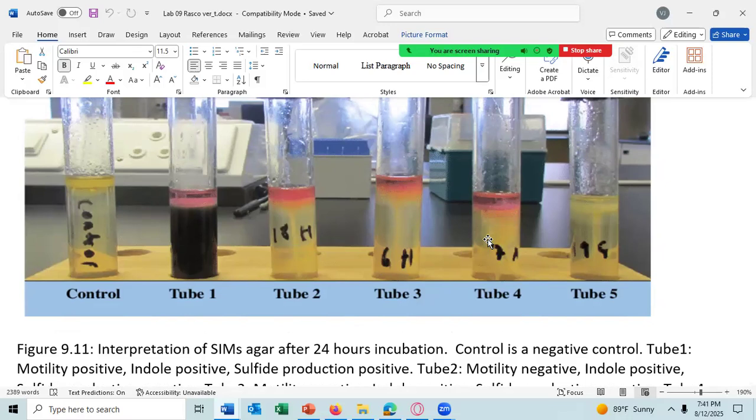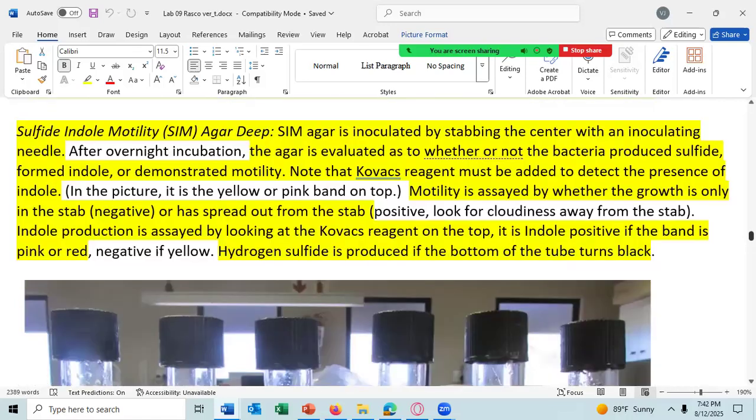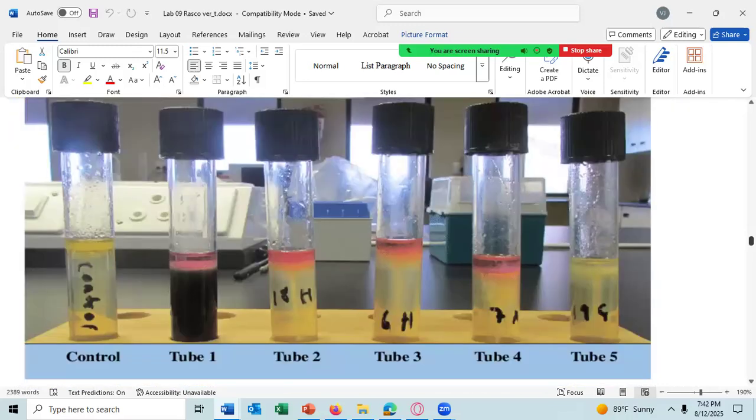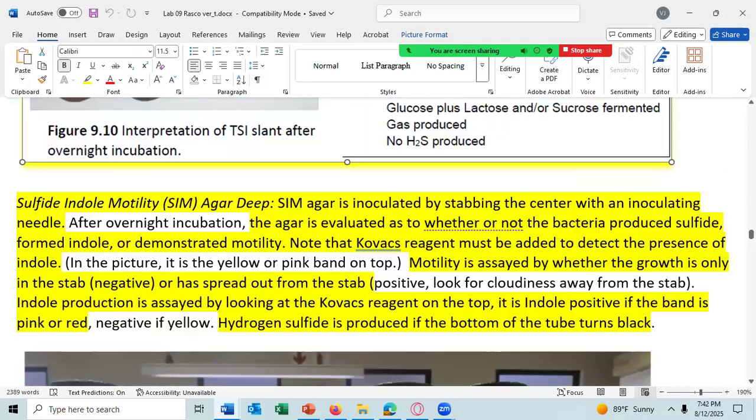And then the third test run from the SIM test is the production of indole, using the Kovacs reagent. If indole is produced, you then add the Kovacs reagent, and it will turn red. Whatever Kovacs reacts to, it's indole.